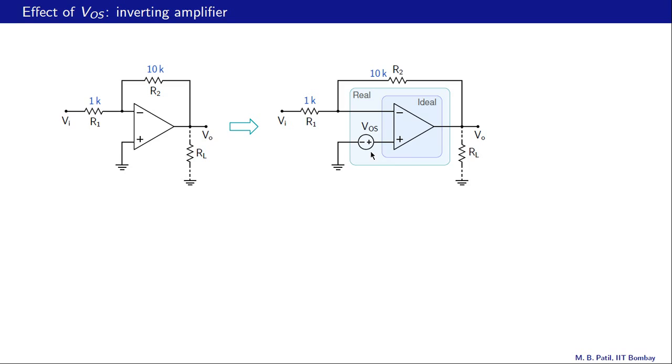Now how do we go about finding VO in this case? The easiest way to do it is to use superposition, because we have two independent voltage sources, VI and VOS. Note that VOS is not really a voltage source in real life, but as far as circuit analysis is concerned, we can surely treat it as a voltage source, and therefore we can use superposition.